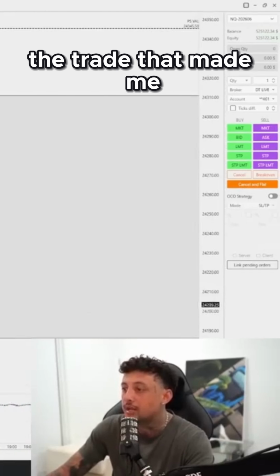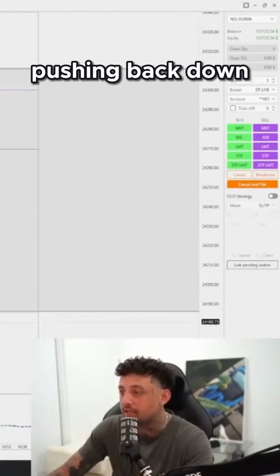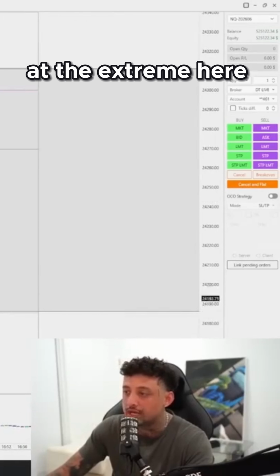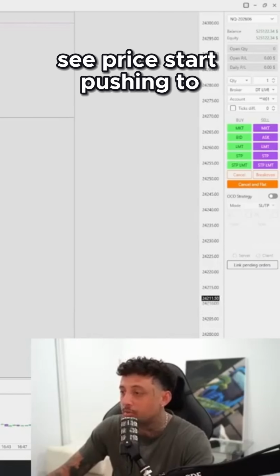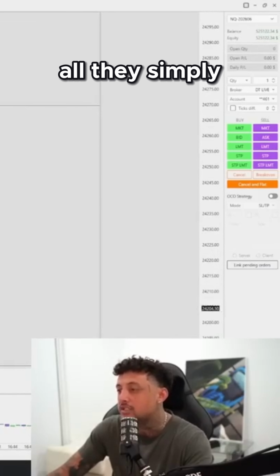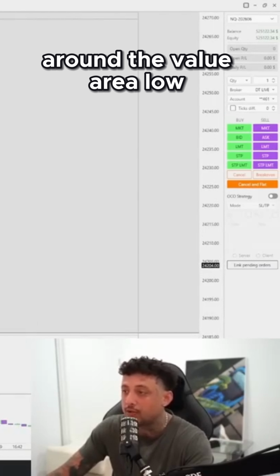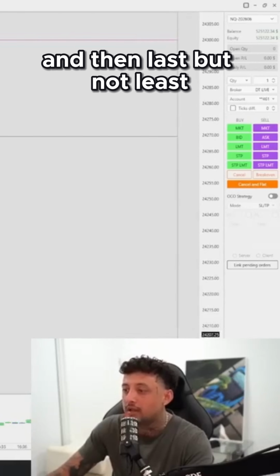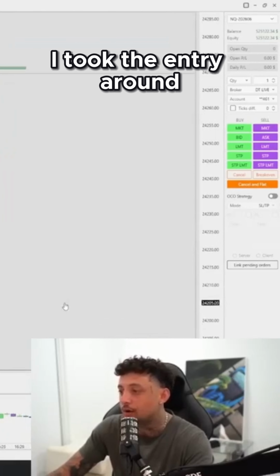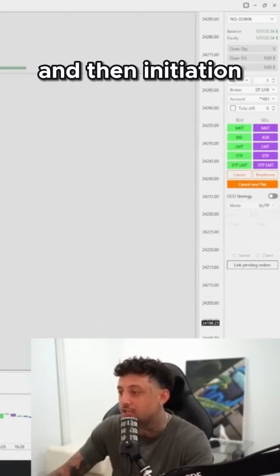So now the trade that made me all the money was near the end of the day. What we could see is price ended up pushing back down towards that value area low, so we're trading at the extreme here. We could see some buying step in. Later on, we see price start pushing to the upside, and all I simply ended up doing was identifying where we were trading. We're trading at or around the value area low. I'm looking for price to push back up into prior value, and then last but not least, I took the entry around this area over here, after absorption and then initiation from the buyers.